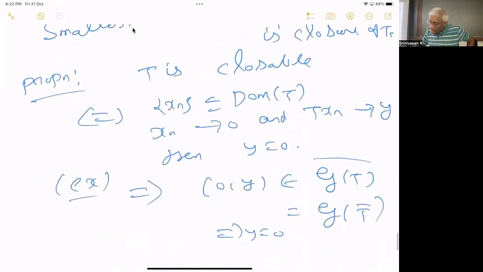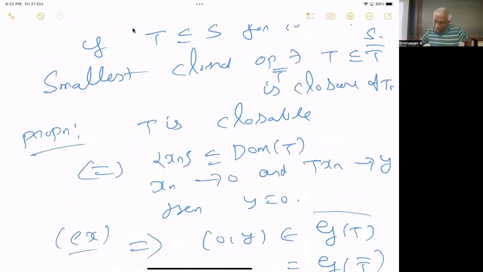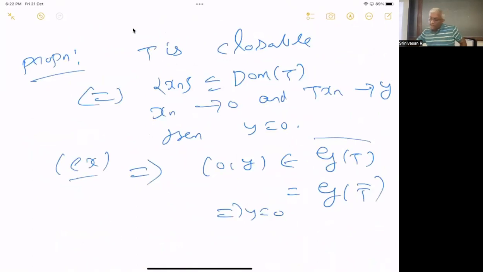Conversely, the proposition is here. Conversely, if it satisfies this condition, that if (0, Y) is in the closure, then it is precisely equal to that. From the earlier condition, it follows. I mean, conversely, if this condition is satisfied, so suppose (0, Y) is in the graph of T closure, then it says Y is equal to 0. So T is closable, right? Both the things are clear, right?